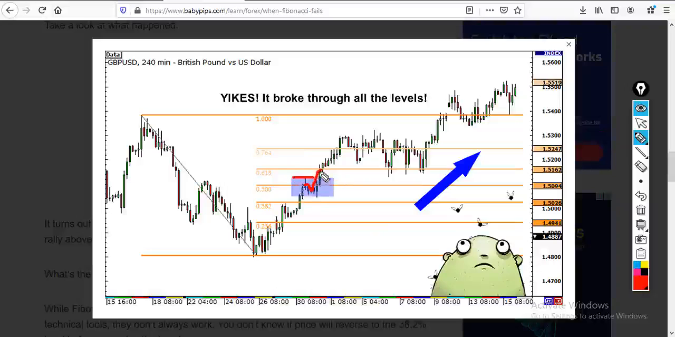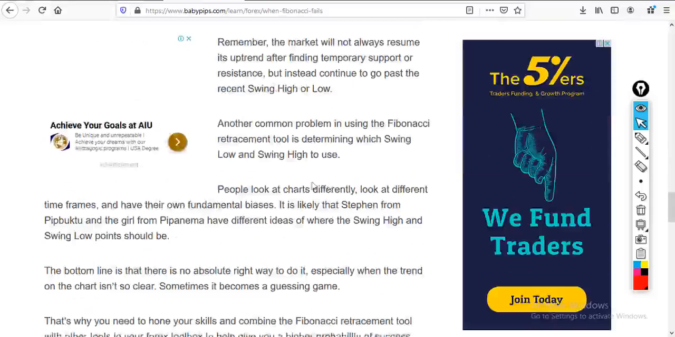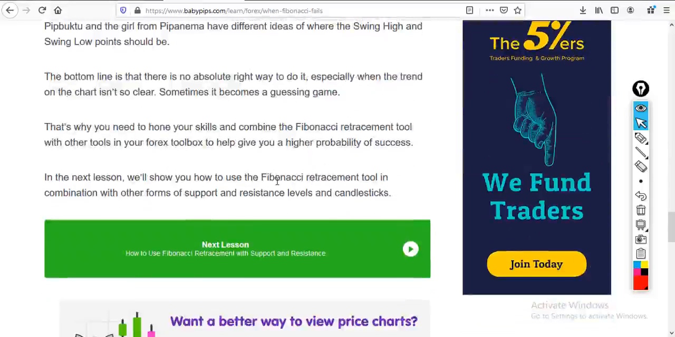You would have been stopped out, and price will just continue to rally up and come back down to this 618 level, held support twice, okay, and continue up and up. So you can't just use the Fibonacci retracement tool on its own to determine areas of support in an uptrend or areas of resistance in a downtrend. They are not foolproof. We can't do that.